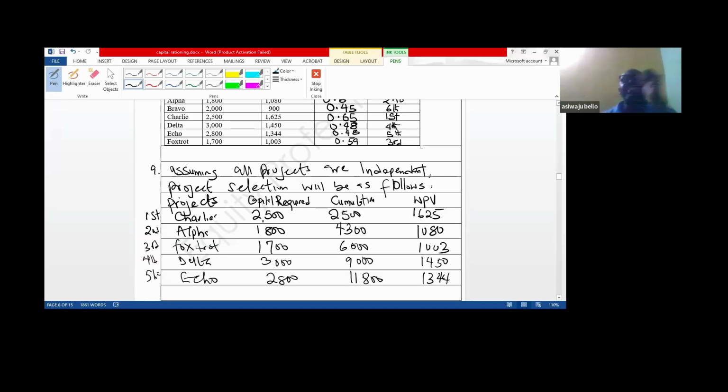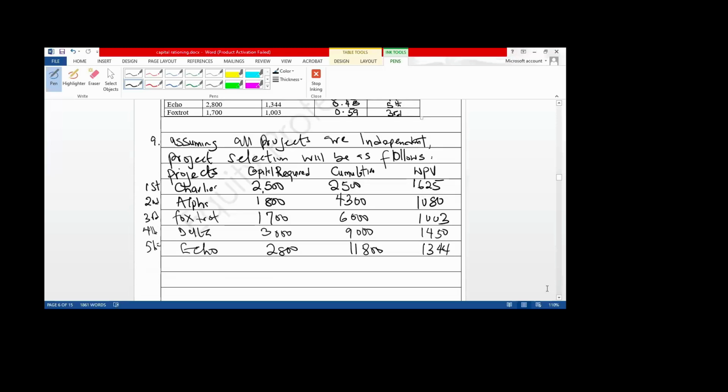Examiners say these projects are independent. We are not told if the projects are divisible or not. We can only accept these 5 projects. The last project, project Bravo, requires 2 million, but we have spent 11,800 out of 13,000. How much are we left with? 1,200.